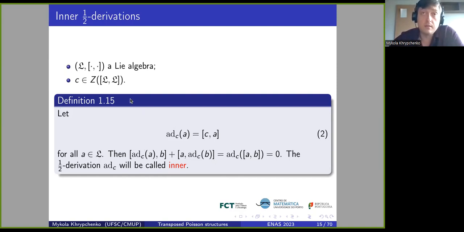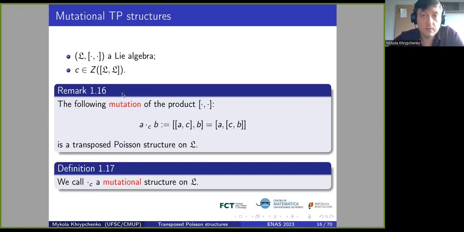Again, it's not necessarily non-trivial because, of course, you can have the center of the square equal to 0. So you can have a Lie algebra which has square equal to itself and the center trivial. So it will give you a trivial half derivation. But in general, that's not the case. And as we will see, in some cases, it's not trivial.